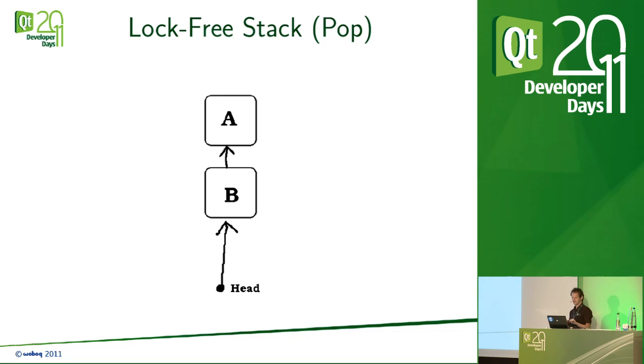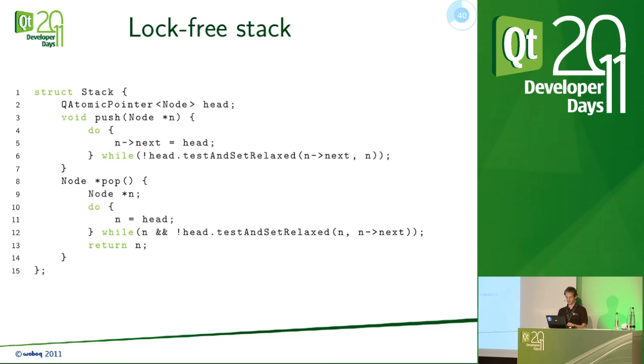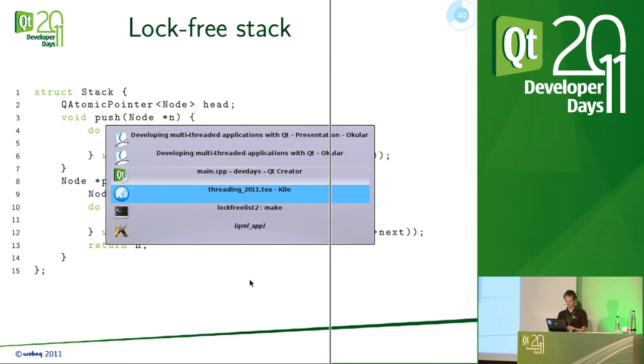The pop is really similar. Here we just want to pop B, so we will change the head atomically from B to B.next, which is A. So we can pop B. So that's how it works. Let's do it.